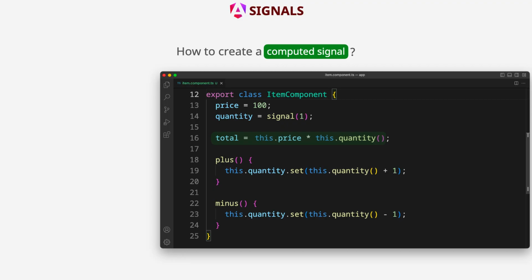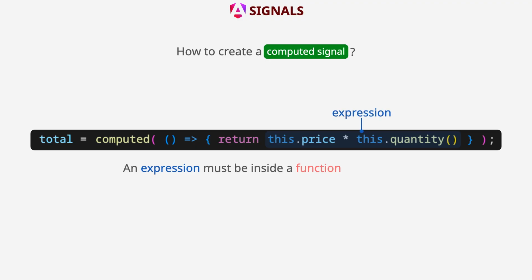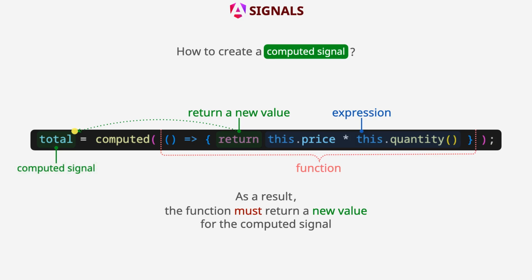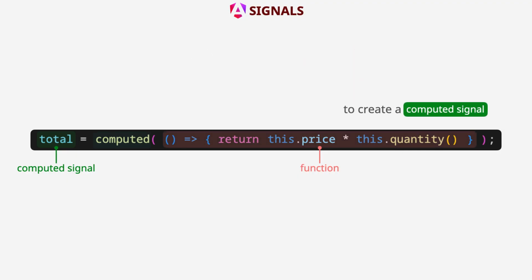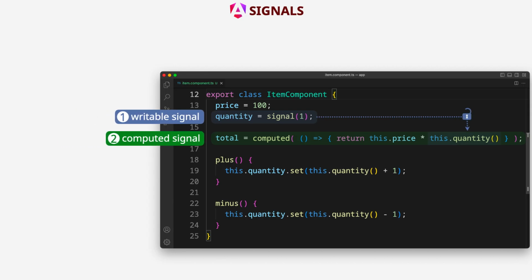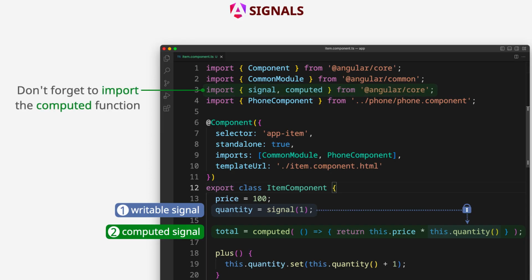How to create a computed signal? An expression must be inside a function. As a result, the function must return a new value for the computed signal. The computed function is a special function used to create a computed signal. Look how to use writable and computed signals together. Don't forget to import the computed function into the component.